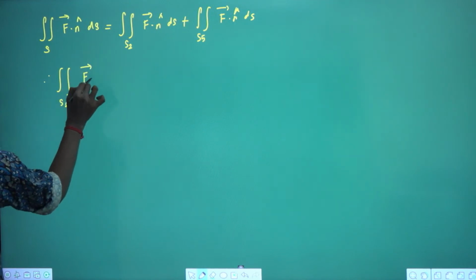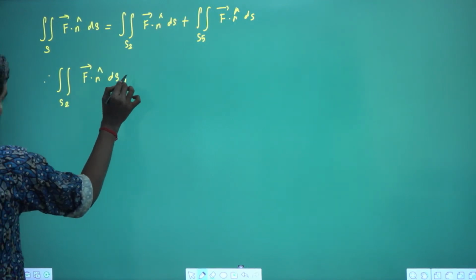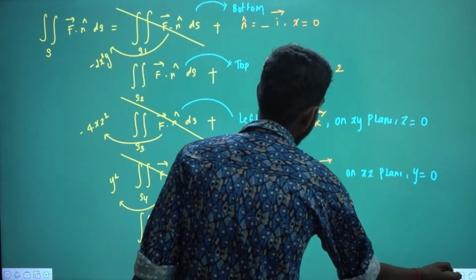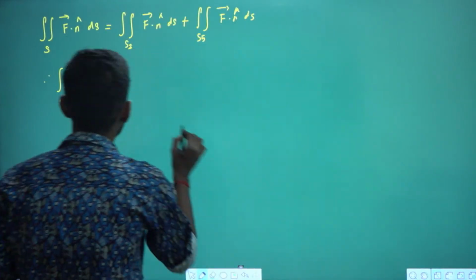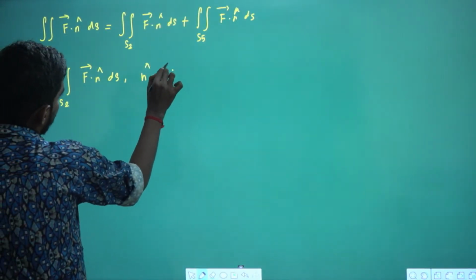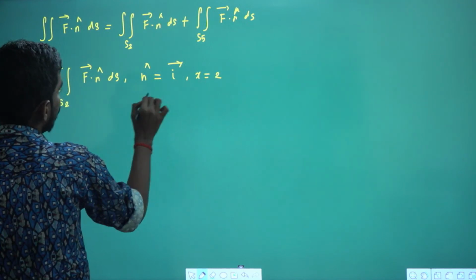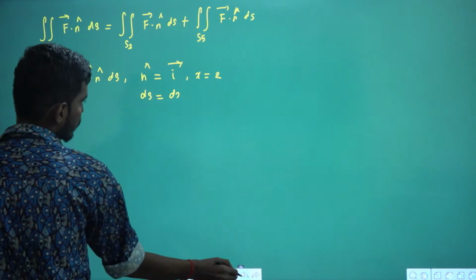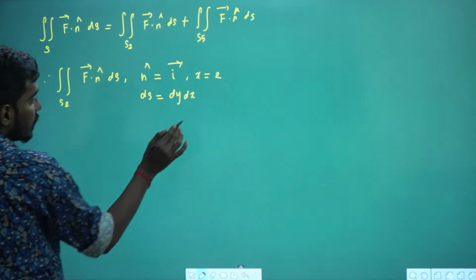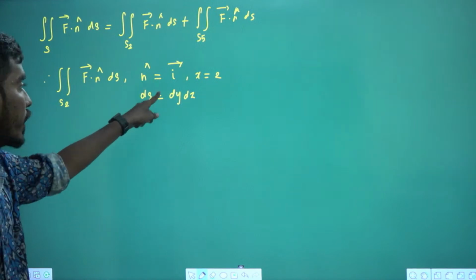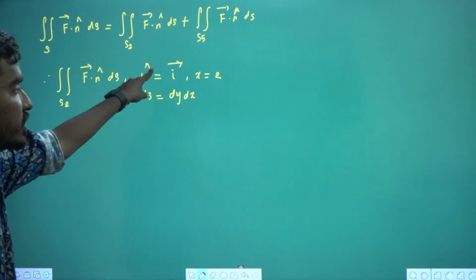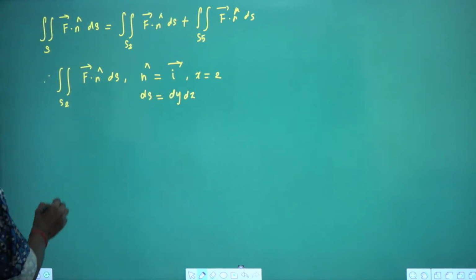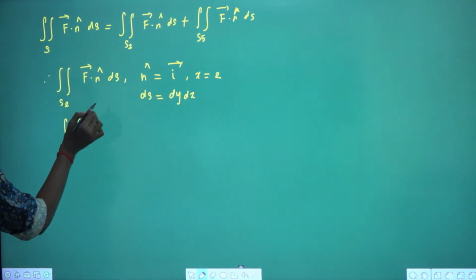S2: the integral of F vector dot n cap dS, and we already found what n cap is. n cap is the i vector, since x is 2. And your dS will be dy dz. If the surface is not curved, you directly write: if you have i, you just put dy dz; if you have j, you just put dx dz; if you have k, you put dx dy. This we already know.